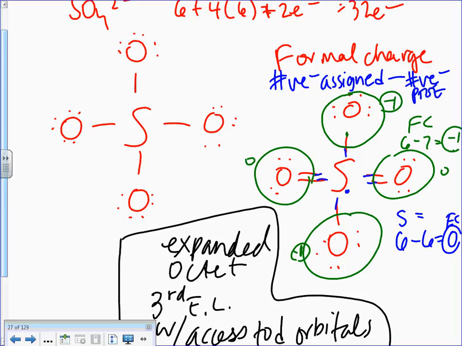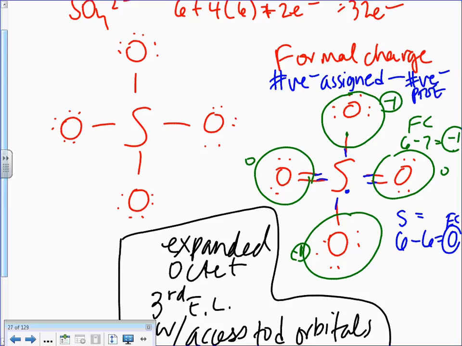Those 2 -1s, because of the formal charge. So basically, the net formal charge should agree with the charge of the polyatomic. This whole Lewis dot structure equates to a -2 charge, which is what sulfate has.